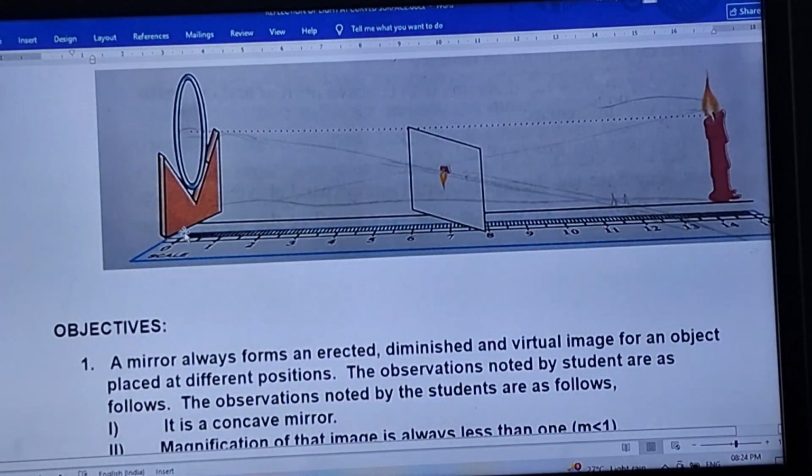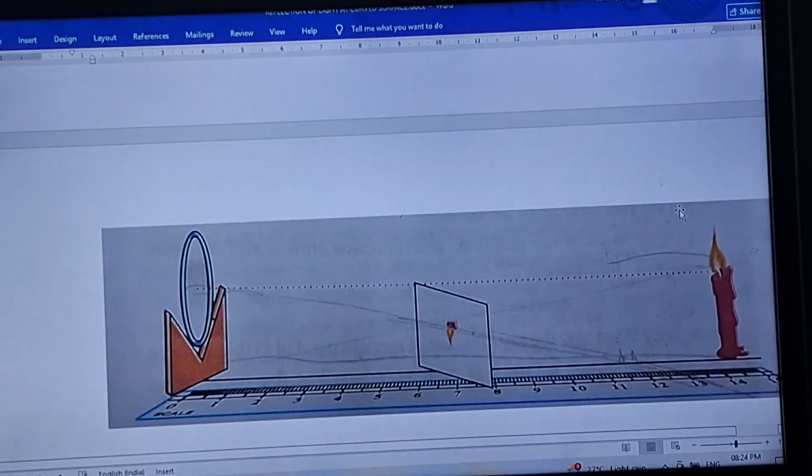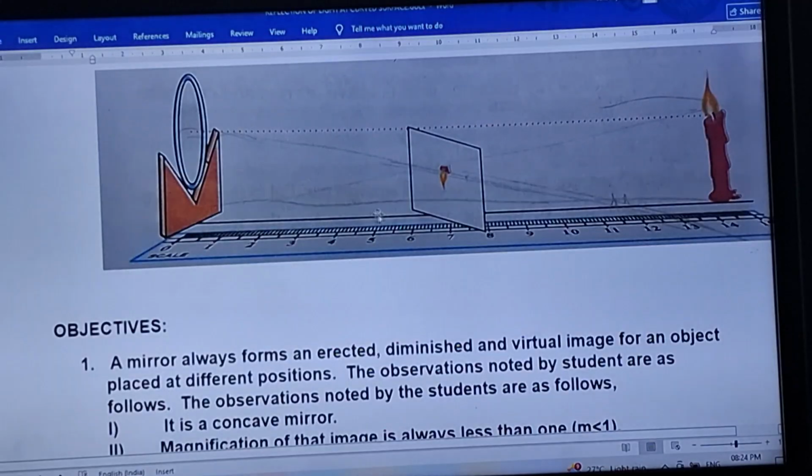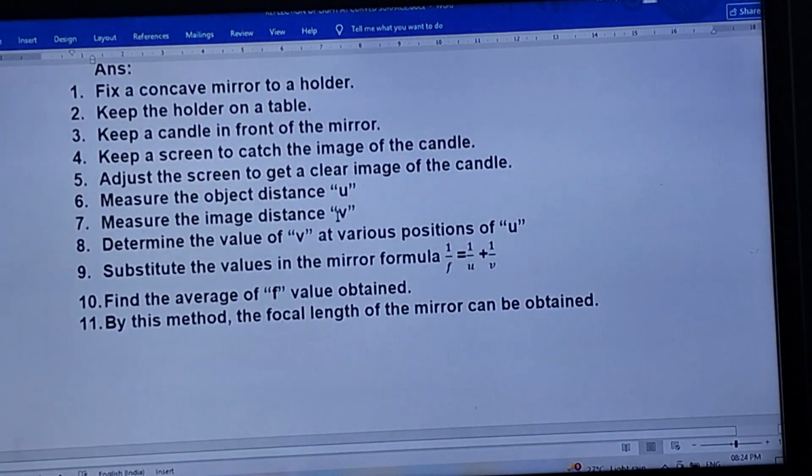See children, with the scale that is there here, you can measure the object distance, that is, from the mirror to this place. By using the scale, you can measure how many centimeters away the object is. Object distance is considered as u. Now measure the image distance, that is, the distance from the screen to the mirror. If you measure this distance, this is v. Determine the value of v at various positions of u.